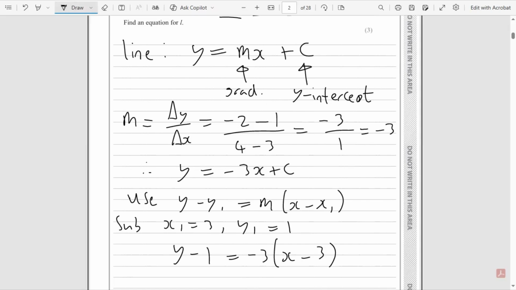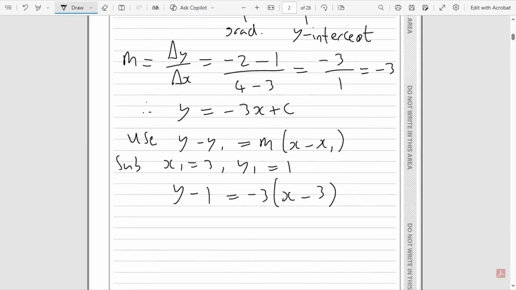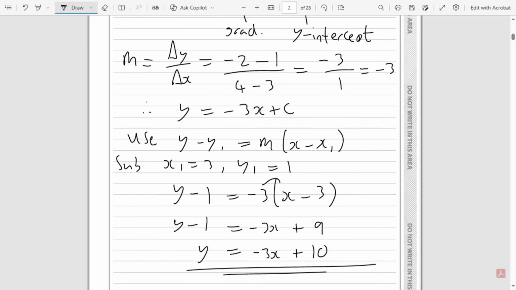So now we can just expand the brackets. We have y - 1 = -3x + 9. And then we have y = -3x + 10 when we add the 1 to the other side. So that there will be the equation for line L.